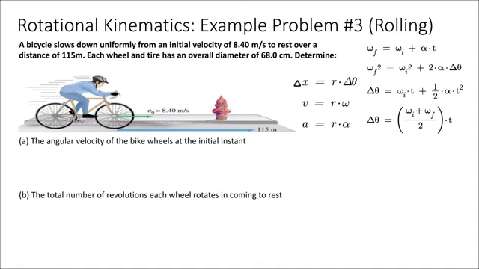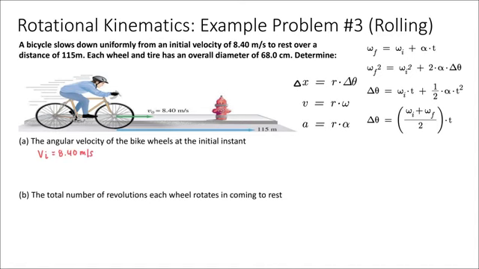As before, I will begin by identifying my given information, and I have to make sure that I'm differentiating between linear variables and rotational variables. So I'm given the initial velocity in meters per second. And so I know that this initial velocity in meters per second will be a linear velocity, right? Angular terms will be expressed in radians, not meters. So I know my initial linear velocity is 8.40 meters per second.